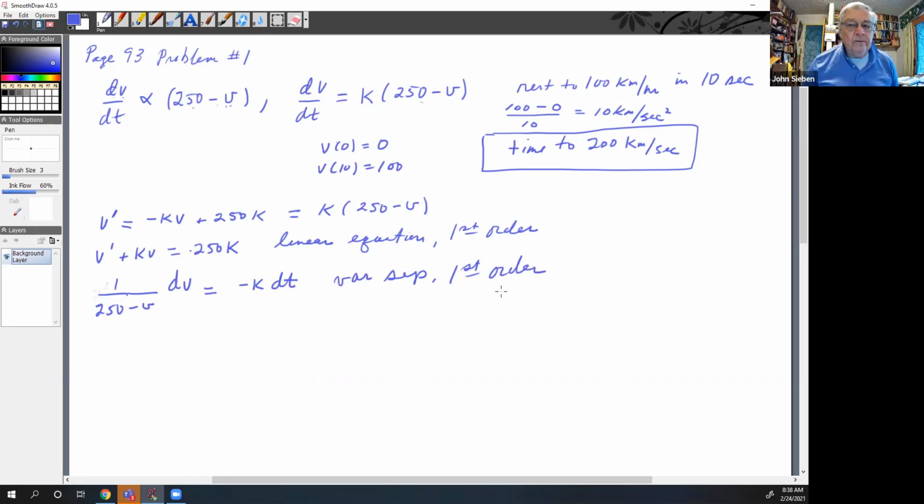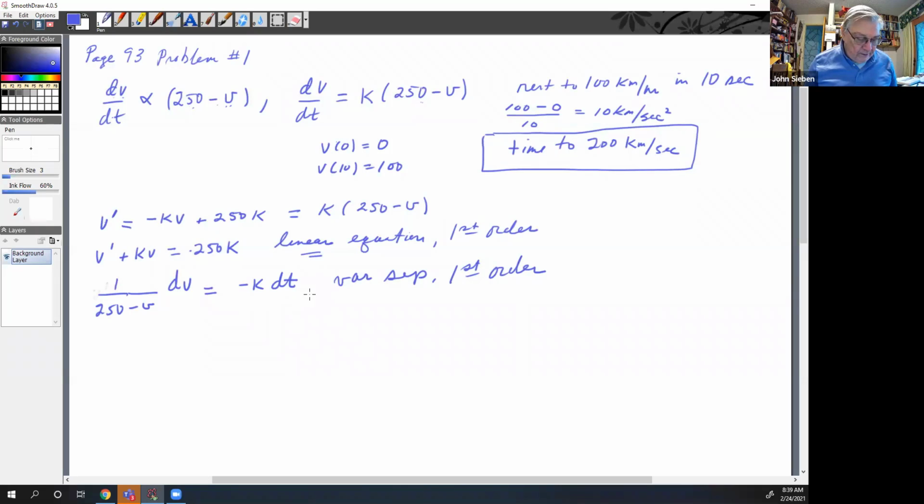So which is it? Is it a linear equation? Find the integrating factor, multiply, recognize what's on the left as the derivative of something, and then finish that procedure? Or is it variable separable? Which is it? Caleb? I guess you could do either one. Perfect answer. It's both. And so we can use either technique.